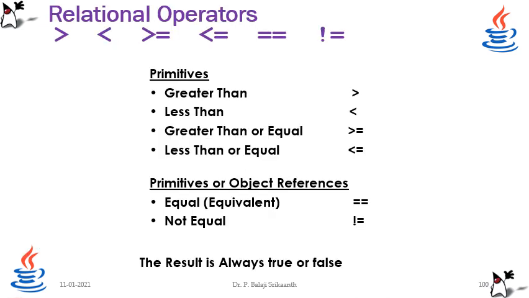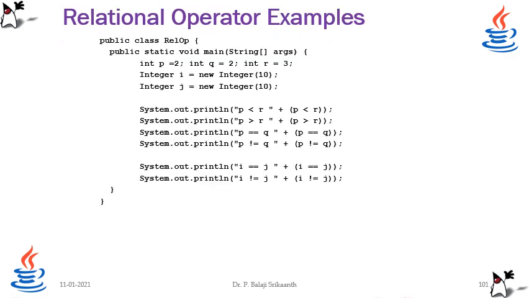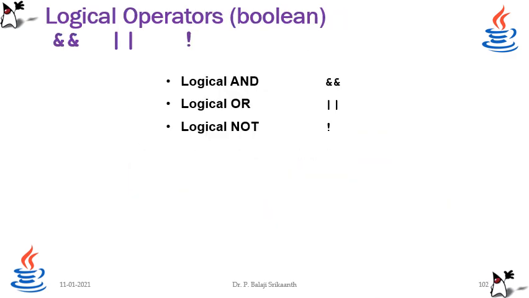Relational operators. Relational operators are greater than, less than, greater than or equal to, less than or equal to, double equals, and not equal to. The result of these relational operators will always be true or false, that is Boolean. These logical operators are also called short circuit operators because if one of the operands is true or false, automatically the next operand will not be evaluated and the result is obtained.